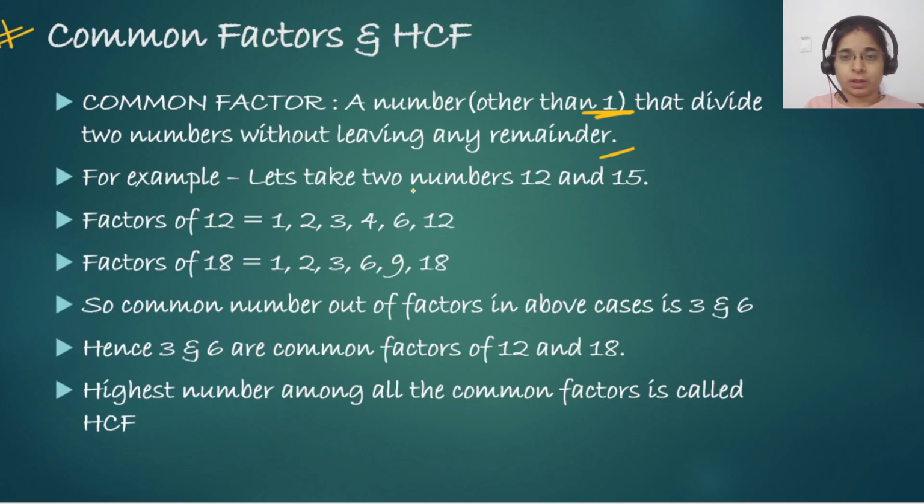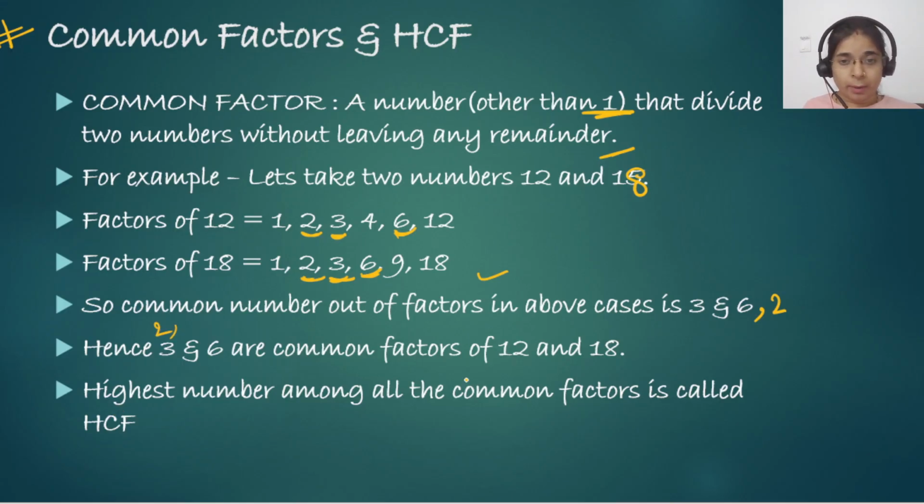For example, let's take two numbers, 12 and 18. Factors of 12 are 1, 2, 3, 4, 6 and 12. Factors of 18 are these. Now you can see in these two sequences you have common factor 2, common factor 3, and common factor 6. So 2, 3 and 6 are the common factors of 12 and 18.